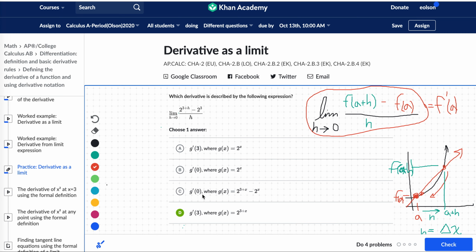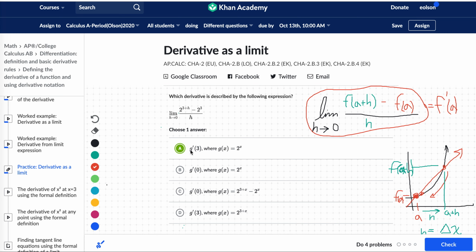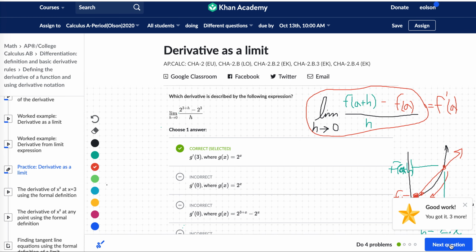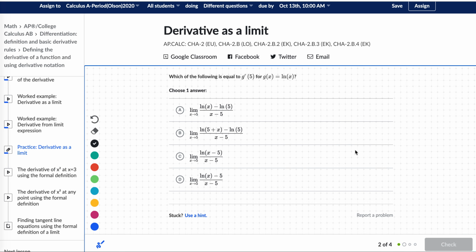We're finding the derivative, so it looks to me like that would be not this one, but this one right here. We're finding the derivative at 3, where the original function is 2 to the x. So hopefully we'll get confetti here. Yes, we do. We're going on to the next question. This is an x going to 5, so that is not an h going to 0. So we're just going to skip that.